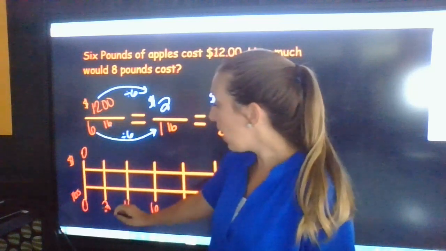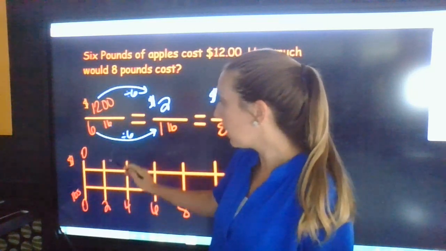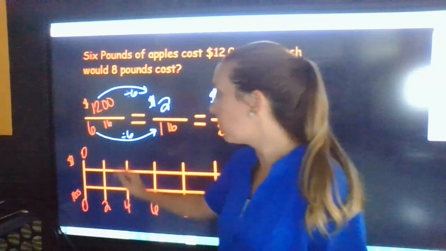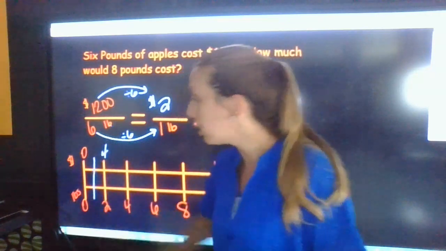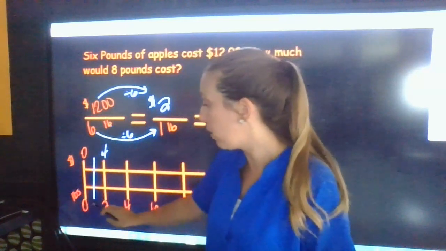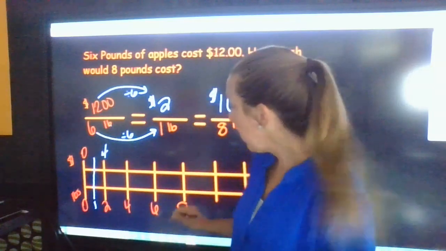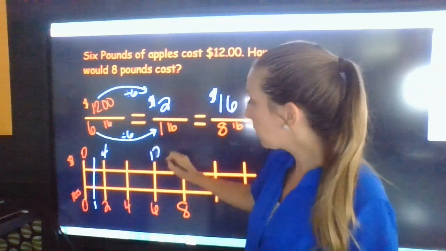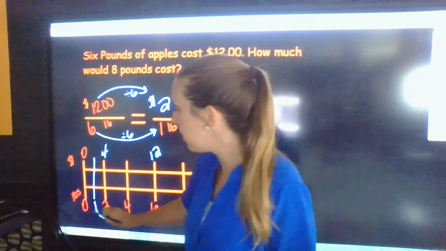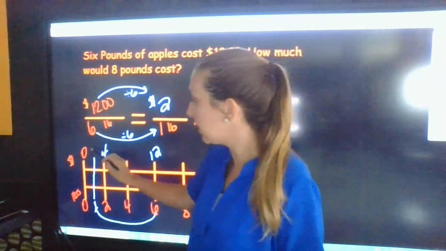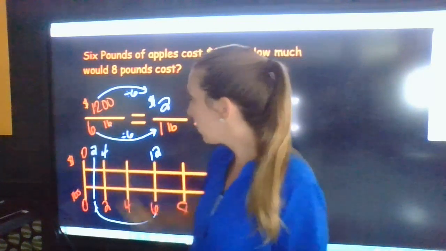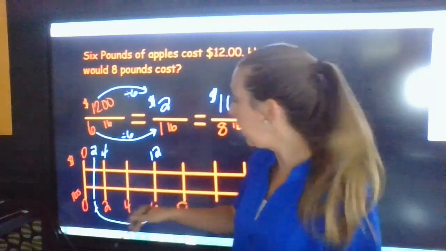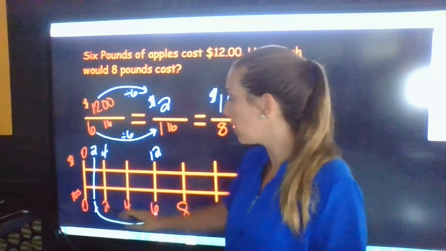So if you have a 2 here, you could go 1 pound is $2, 2 pounds is $4. You could also draw another line in between 0 and 2 and put a 1. If we know that we have 6 pounds is $12, we could go and say, well, 6 divided by 6 is 1, 12 divided by 6 is 2. So then you could go that way. It doesn't matter. Once you get to that unit rate, you can go anywhere.